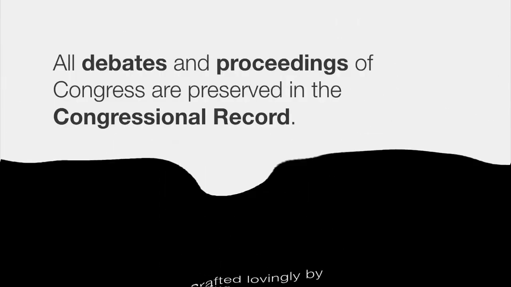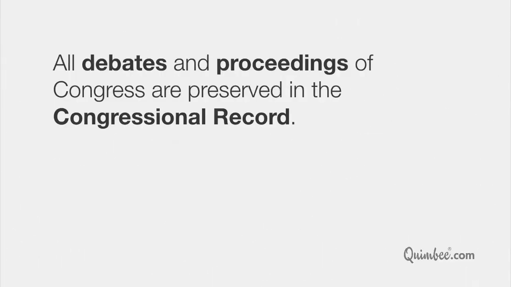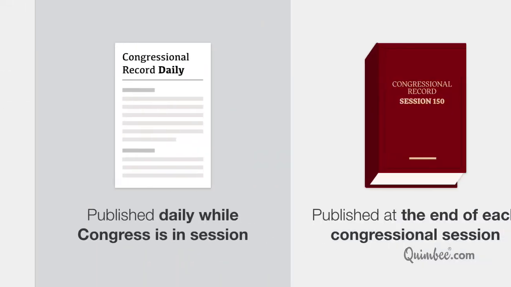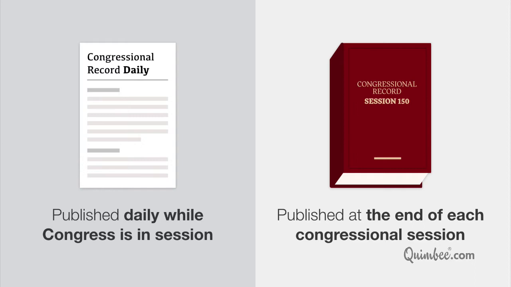As you likely already know, all of the debates and proceedings of Congress are preserved in the Congressional Record. The Congressional Record is published in two versions. The daily version is published, you guessed it, daily while Congress is in session. At the end of each congressional session, the daily editions are combined into bound volumes, constituting the permanent edition. The bound edition may be slightly edited, revised, or rearranged.